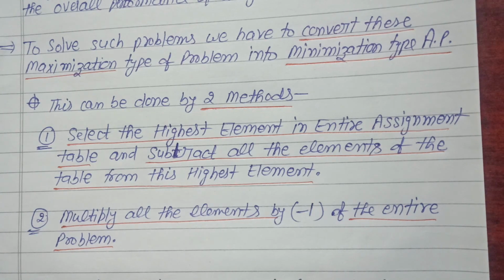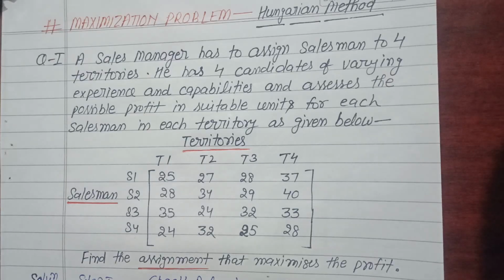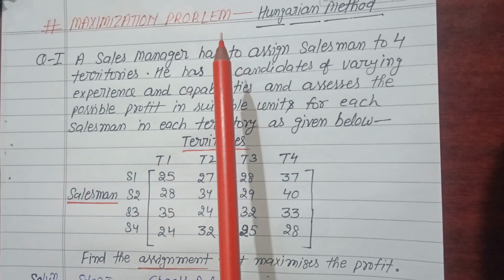For converting a maximization type of assignment problem into a minimization type of problem, we can use two methods. In the first method we can select the maximum entry from the assignment matrix and then subtract all the entries from that maximum chosen value. Then the resulting matrix will be a minimization type of assignment problem. The second method is we can multiply all the elements by -1 and the resulting matrix will be a minimization type of assignment problem. Now let us solve this numerical based on maximization type of assignment problem.